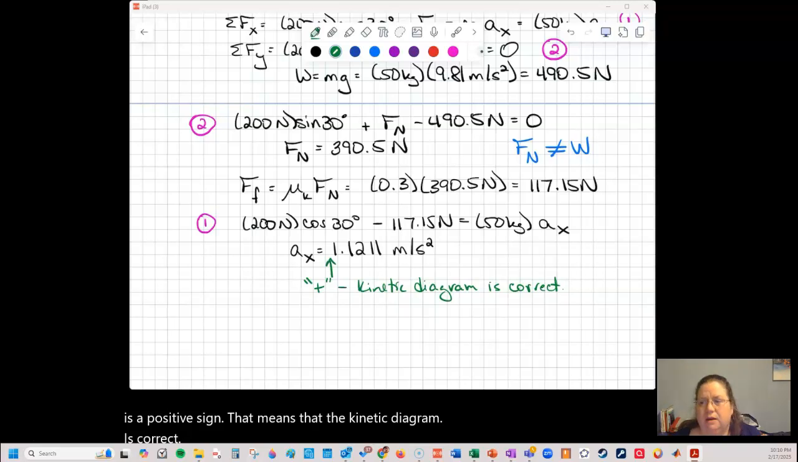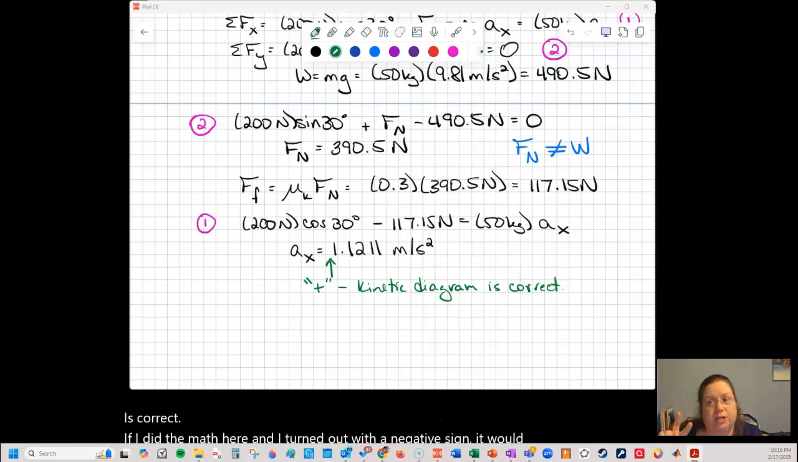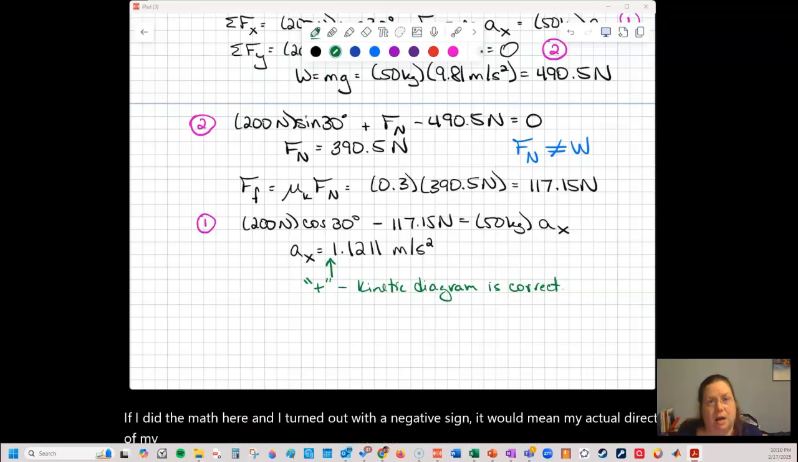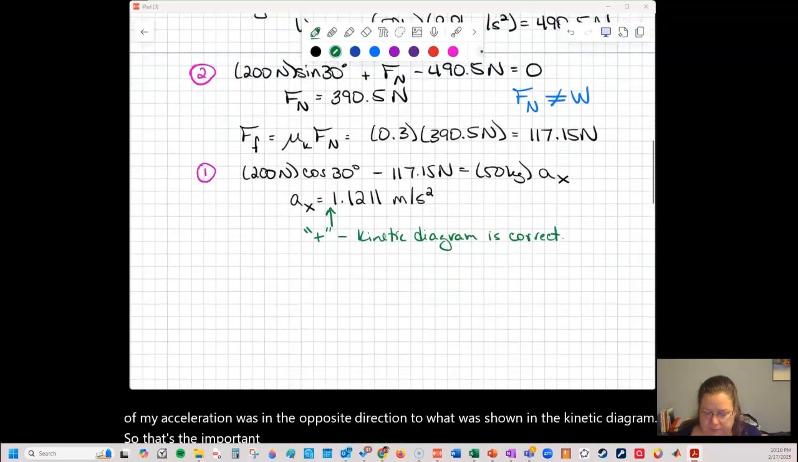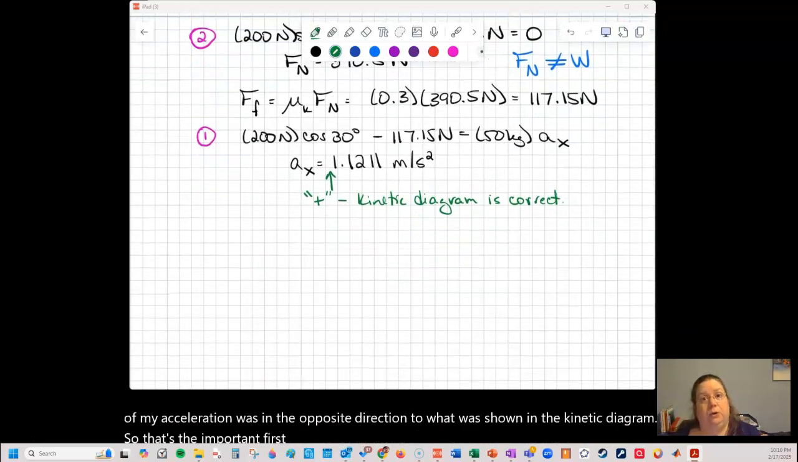If I did the math here and I turned out with a negative sign, it would mean my actual direction of my acceleration was in the opposite direction to what was shown in the kinetic diagram. So that's the important first lesson. The second one is about units.